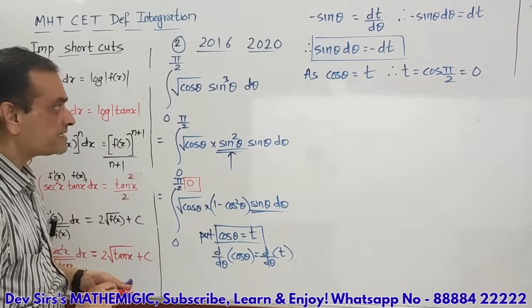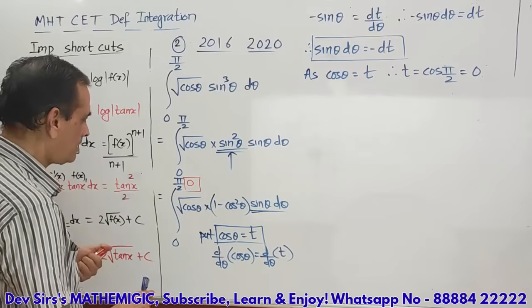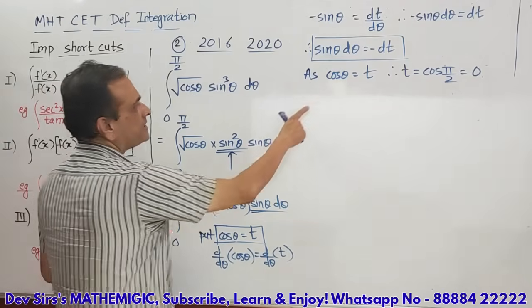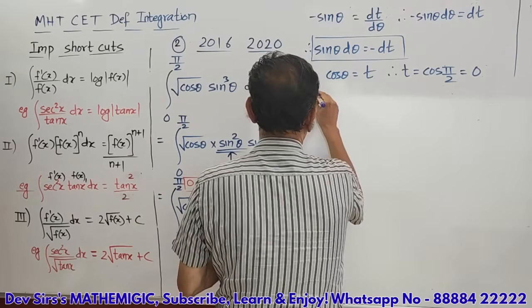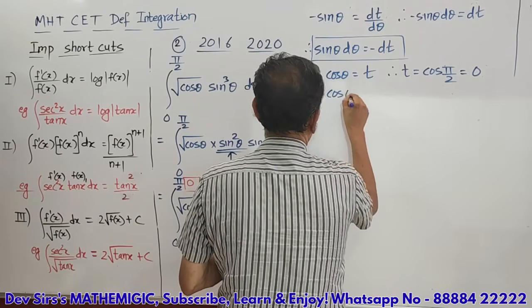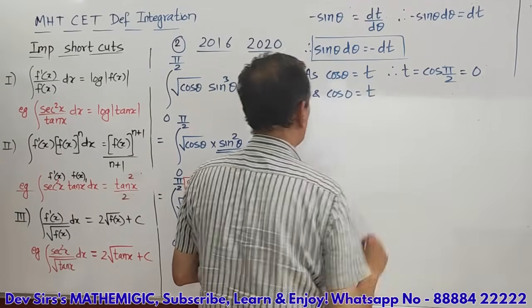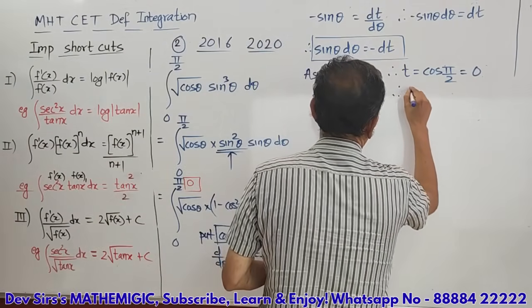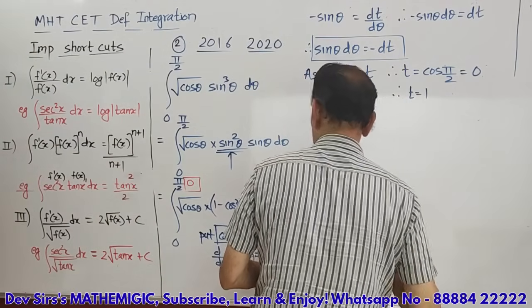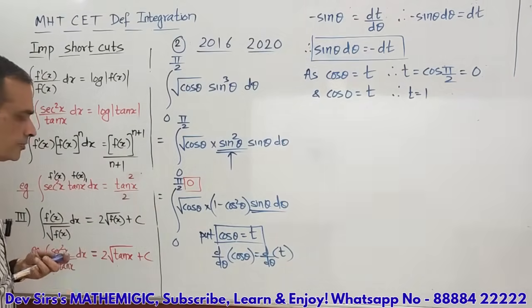Then same thing. Put theta equal to 0. Cos 0 is 1. So this has also changed.